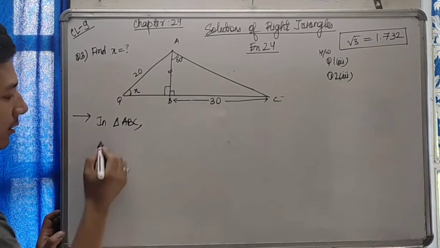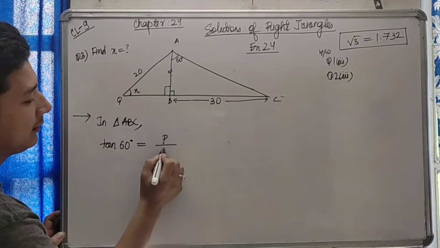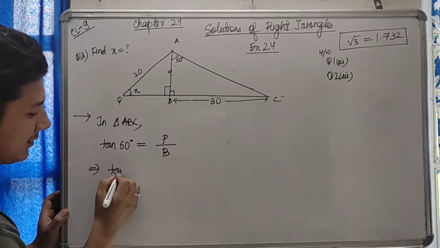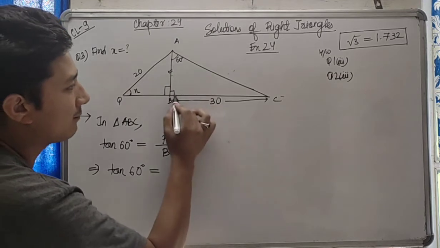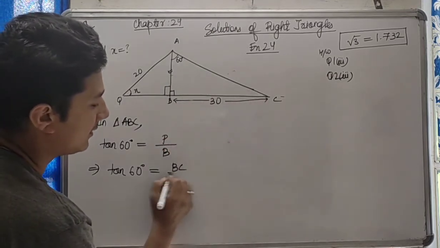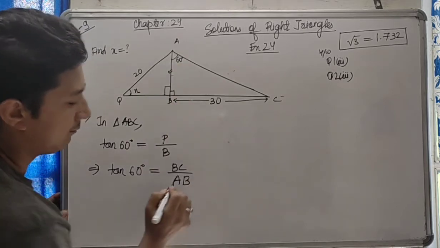Okay, so let's use it. Tan 60 degree, turn permanently black. So tan 60 degree, keep it as tan 60 degree for now. Permanently means opposite of 60 is my perpendicular. So therefore that is BC. Let's write the sides. BC, and base is AB. Base is AB. Clear, boys?